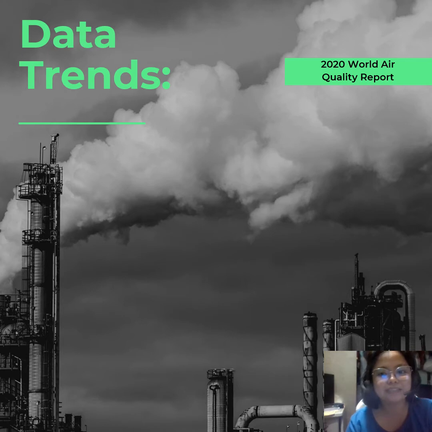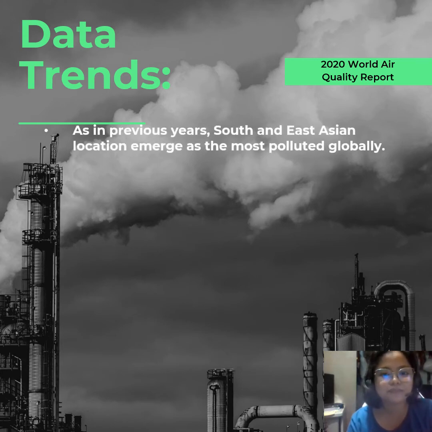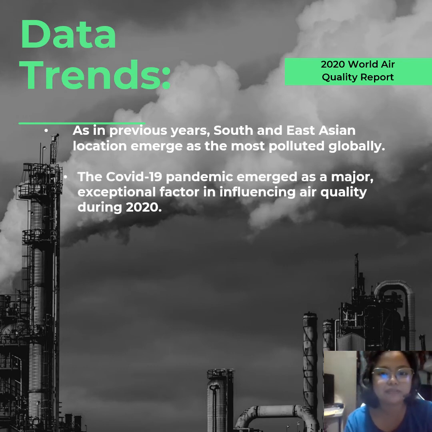So data trends. According to the report from World Air Quality, 2020. As in previous years, South and East Asian locations emerged as the most polluted globally. Countries from South and East Asia include Bangladesh, China, India, and Pakistan. They share 49 out of 50 of the most polluted cities worldwide.